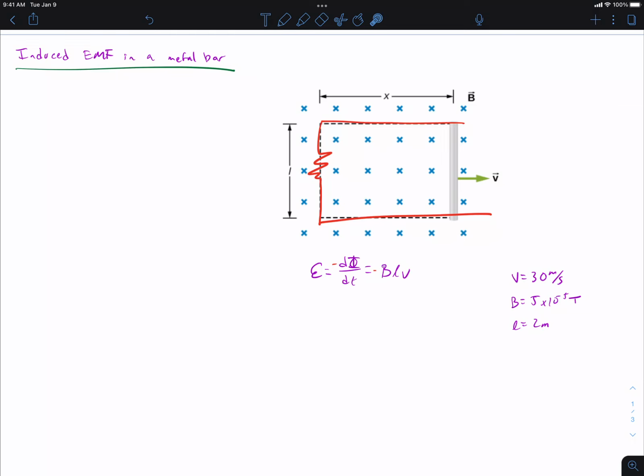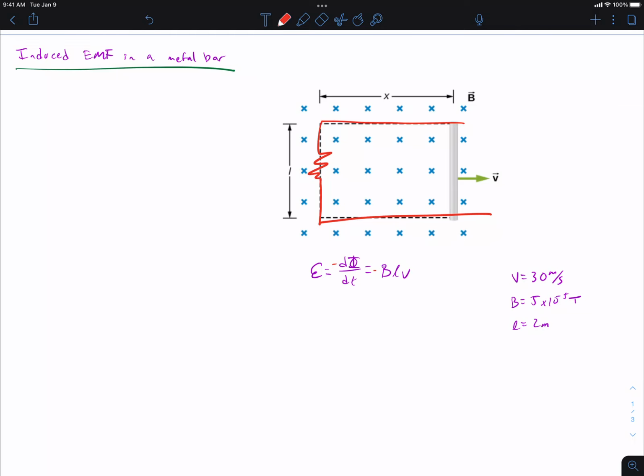So here I have a very simple formula. It is just negative magnetic field times length, the length of my bar from top to bottom here, up here in my circuit, and then my speed, V. So let's go ahead and try this out. My speed here is going to be 30 meters per second. My magnetic field is going to be 5 times 10 to the minus 5 Tesla, on the order of the Earth's magnetic field. And the length of my bar will be something like 2 meters.